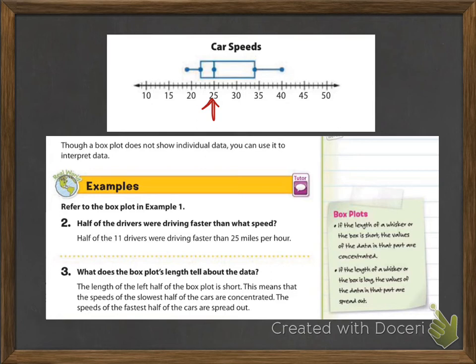Look at example 3. It says, what does the box plot's length tell about the data? Now, I kind of mentioned this before. The length of the left side is short. If you notice this part right here, and I need to move this down, there we go, this part's a lot shorter than this part right here. So the left side of the box plot is short, and that means that the speeds of the slowest half of the cars are concentrated. It means that those numbers are closer together. When something's concentrated, it means it's not as spread out. It's more condensed, squished together, closer together. Whereas the right side, since we've got all this extra room, it means that our data is much more spread out.